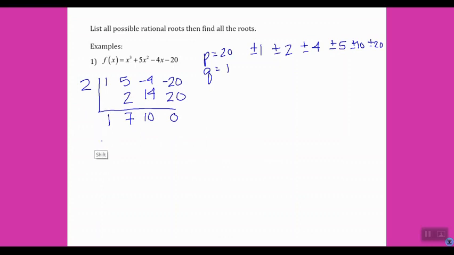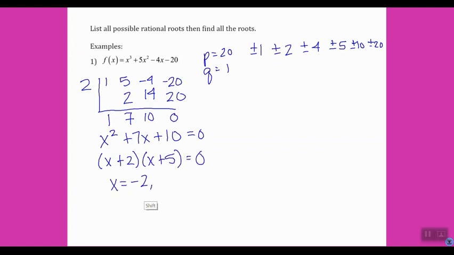So 2 works. So now we're left with x squared plus 7x plus 10 equals 0. We need to figure out what multiplies to 10 and what adds to 7, and that would be 2 and 5. So x plus 2 and x plus 5 are our factors, which means x equals negative 2 and negative 5. But that's only 2 roots, and we had an exponent of 3. Well, our third root is this 2 that we used to divide, so 2. And that's how we find all the roots.